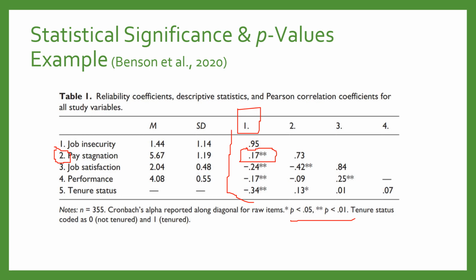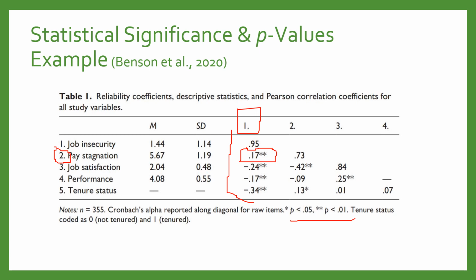And if you remember, a positive correlation means that those with higher levels of one variable tend to have higher levels of the other variable, or those who have lower levels of the variable tend to have lower levels of the other variable, a consistent direction. Or negative correlations, where higher levels of one variable are related to lower levels of the other variable. There's an inverse relationship. Then you can interpret these reliable, statistically significant correlations. And you can see that higher levels of job insecurity are significantly or reliably related to higher levels of pay stagnation and lower levels of job satisfaction and performance.